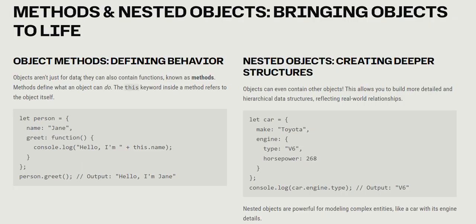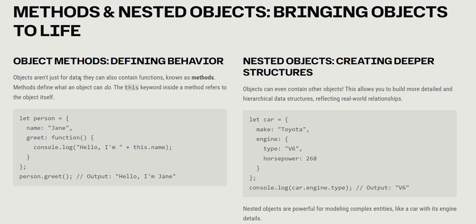Coming to the next one, methods and nested objects, bringing objects to life. Object methods define behavior. Objects aren't just for data, they can also contain functions known as methods. Methods define what an object can do. The this keyword inside a method refers to the object itself, like a person named Jane. Here I again used let and started with the name. So that is how I'm defining the behavior of that object.